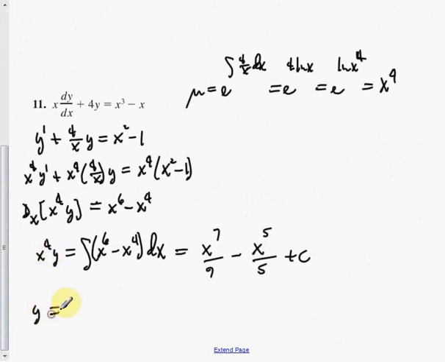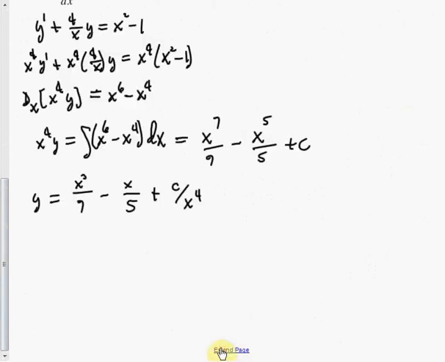y is equal to x to the 7th divided by x to the 4th, which is just x to the 3rd, all over 7, minus x to the 5th divided by x to the 4th, that's just x to the 1st power, all over 5, plus c all over x to the 4th. Is it transient? Yes, it is, because that c over x to the 4th does go to 0 as x goes to infinity.